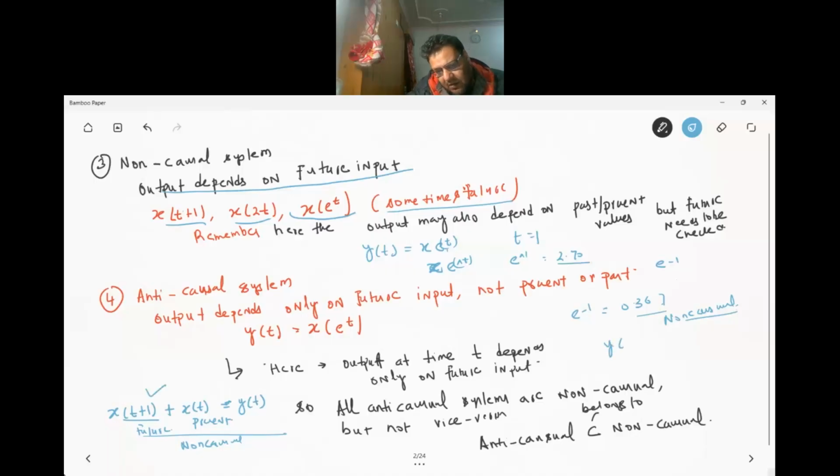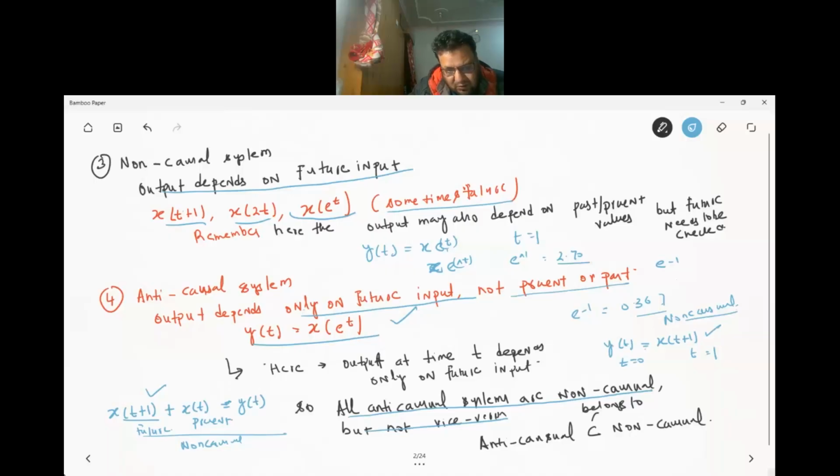Now if you had the system y of t equal to x of t plus 1, in this case the system depends only upon the future values. No matter what t value you put, for t equal to 0 you are getting 1. So if the output depends only on the future values of the input, not present or past, then the system is called anti-causal. Now notice one thing: all anti-causal systems are non-causal, but not vice versa.